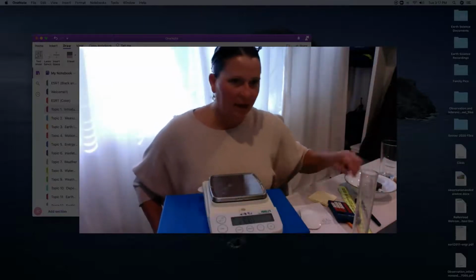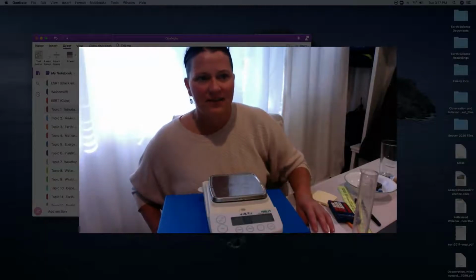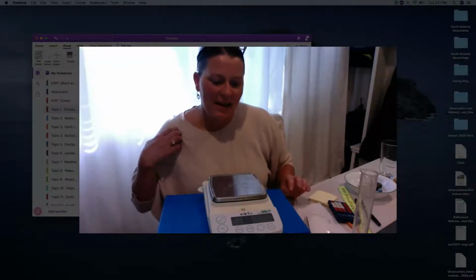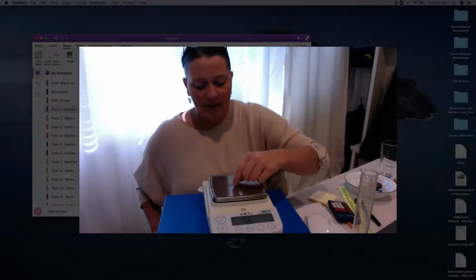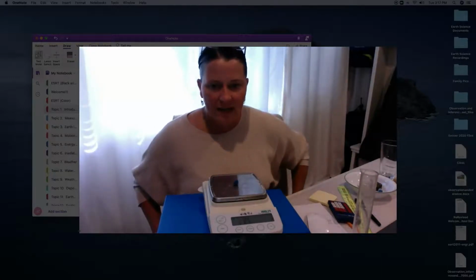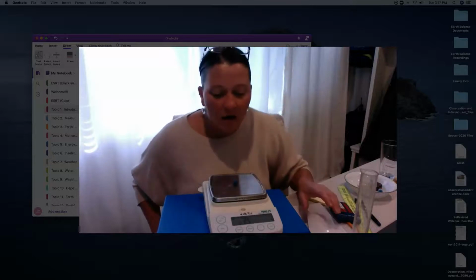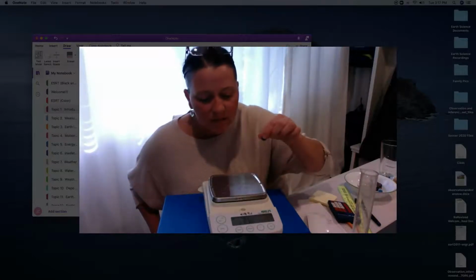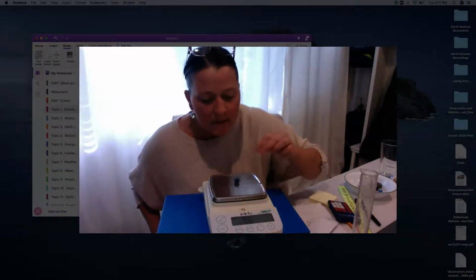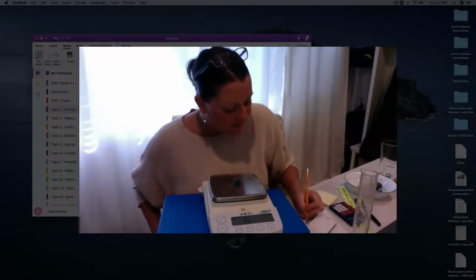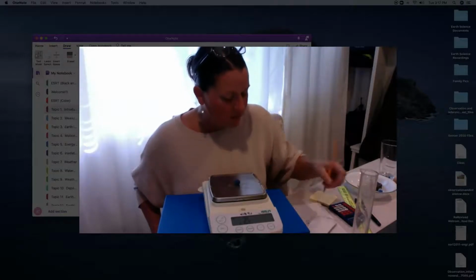Okay, and my next one is going to be a clay sphere. So we got my clay sphere right here, and let me just make sure that's on 0.0. Yeah, so my clay sphere has a mass of 1.5. So everybody should write down 1.5. I'm going to just record that on my report sheet as well.